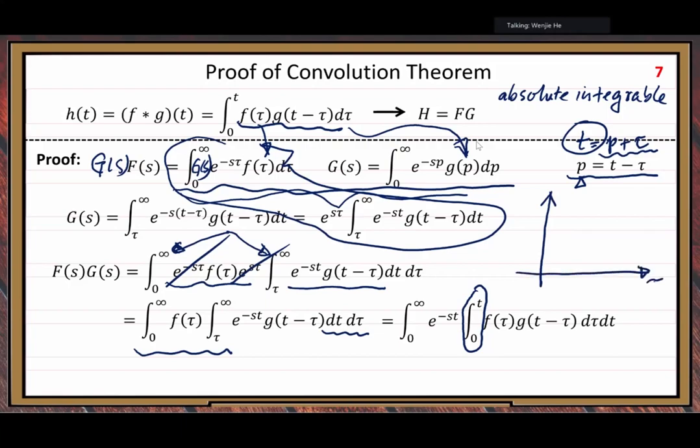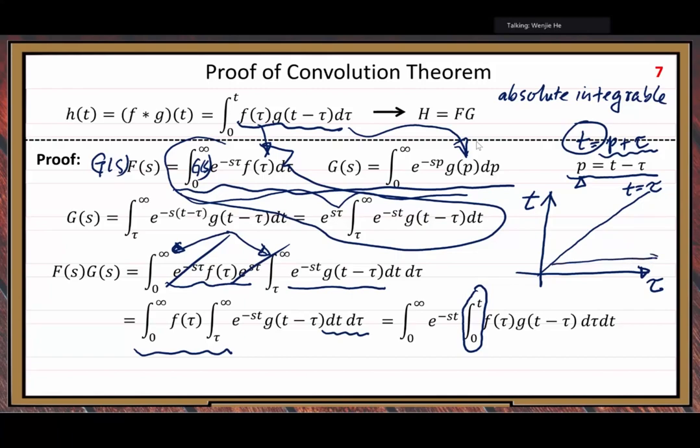So let's say this is the tau axis, this is the t axis. All right, dt from tau to infinity. So let's draw a straight line. This straight line has the equation t equals tau. All right, t from tau to infinity.